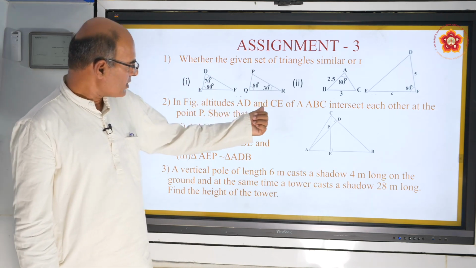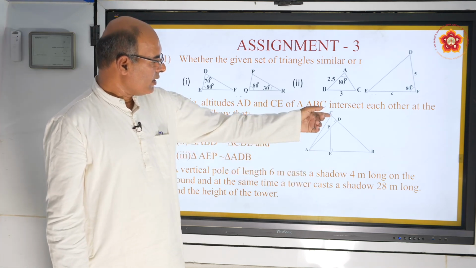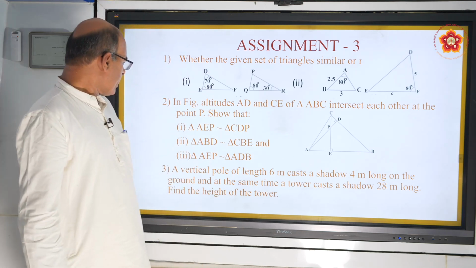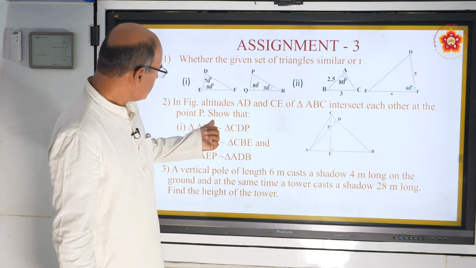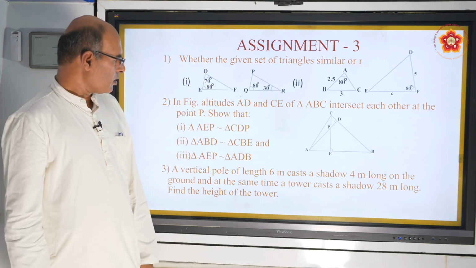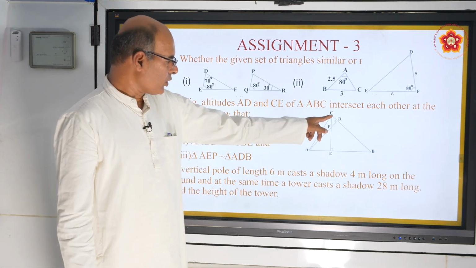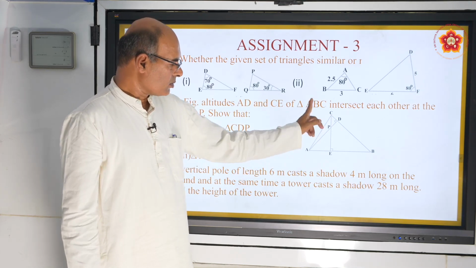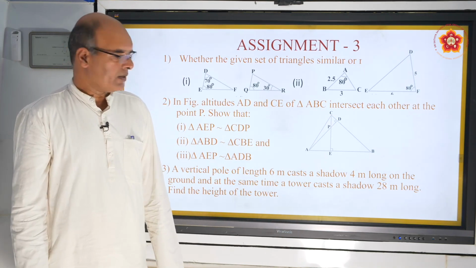In the figure, altitudes AD and CE of triangle ABC intersect each other at the point P. Show that some triangles are similar. Altitude AD is the perpendicular drawn from a vertex to its opposite side. It is called the altitude, the height of the triangle.